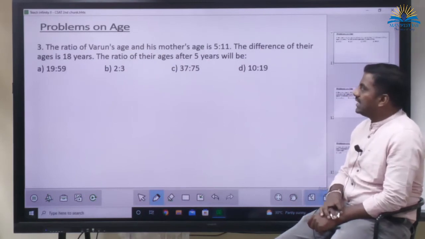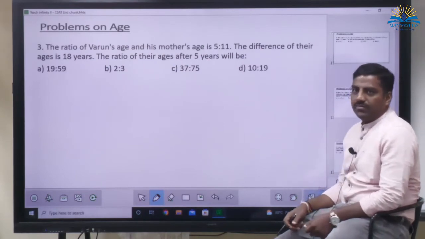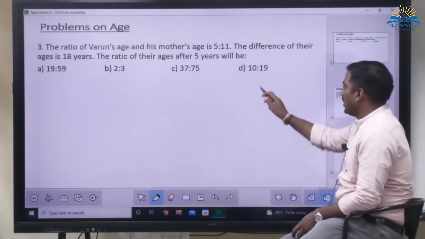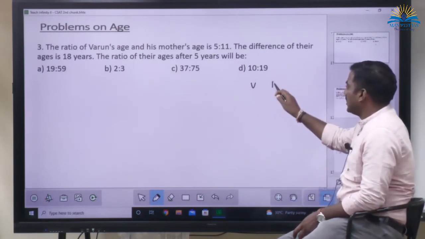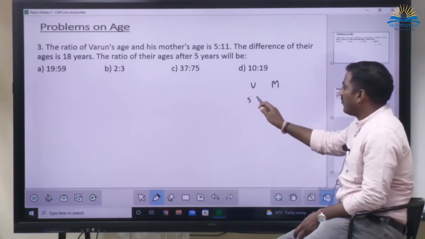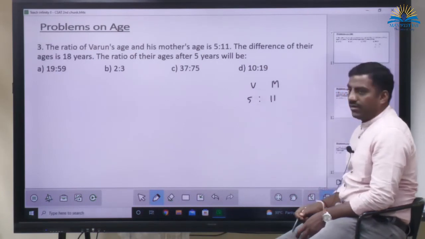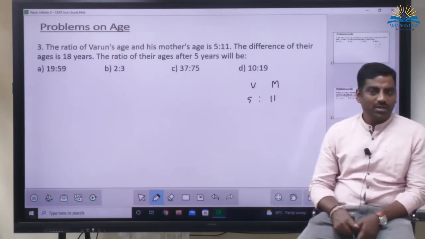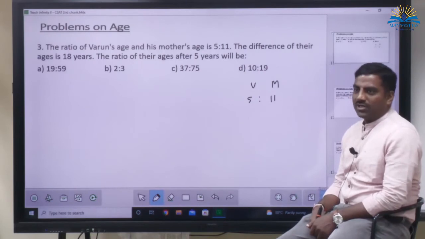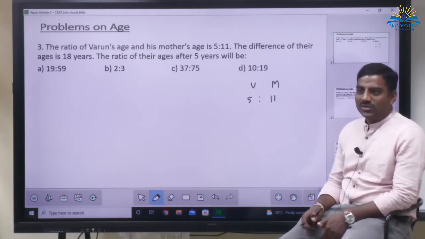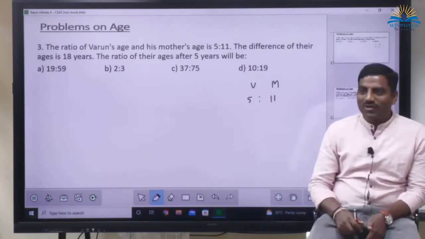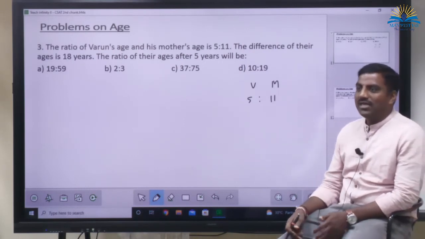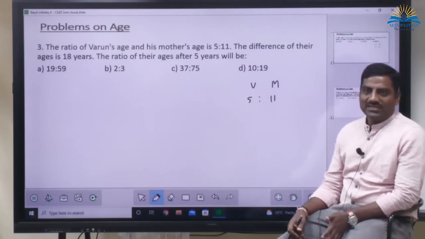The ratio of Varun's age and his mother's age is 5:11. So here, Varun and his mother, let's say, they are 5:11. But can you say that Varun is 5 years old and mother is 11 years old? People will laugh, right? Not just for the reason of social issue. When we take ratio and proportion, we don't take their real values as 5 and 11. It is usually 5x and 11x.